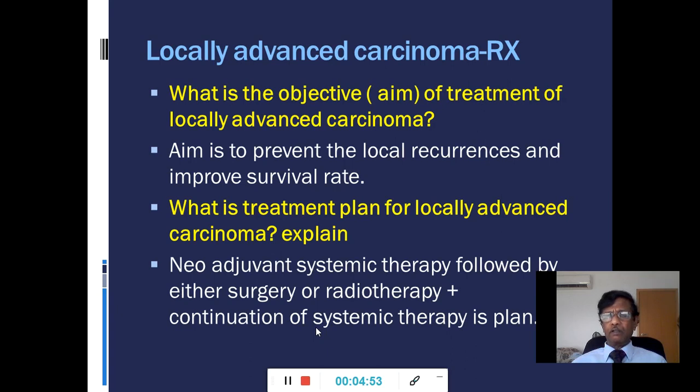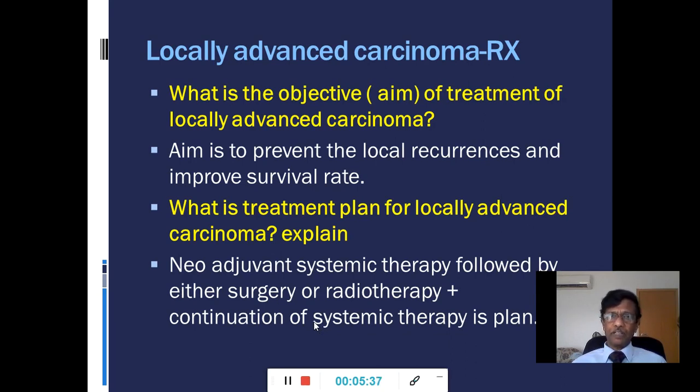The main thing here is, because this disease is already locally advanced, we may have to prevent the local recurrence. That is the main aim, and improve the survival chances also. So how to prevent the local recurrence when it has already reached systemically? You may have to first give neoadjuvant chemotherapy for at least about 3 cycles and see the results. Suppose if it is not working, then neoadjuvant hormone therapy also can be tried to downstage the tumor. That is the main thing.